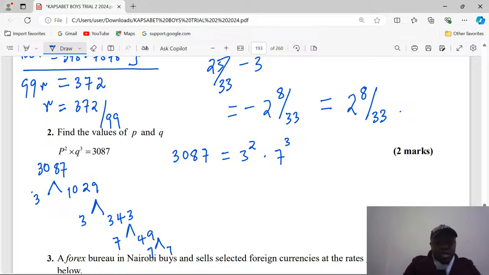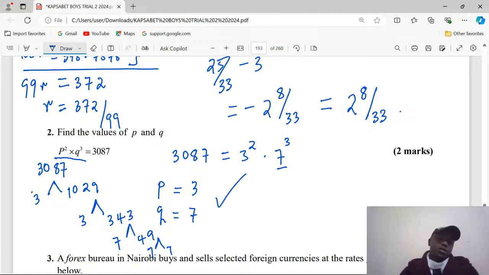And this is to mean, assuming the format here, then it means the factor which has been raised to 2 is our P. So we say 3 is our P. Then the factor which has been raised to power 3 is our Q, according to that. Therefore, Q is 7. So these are the two values that we were intended in.